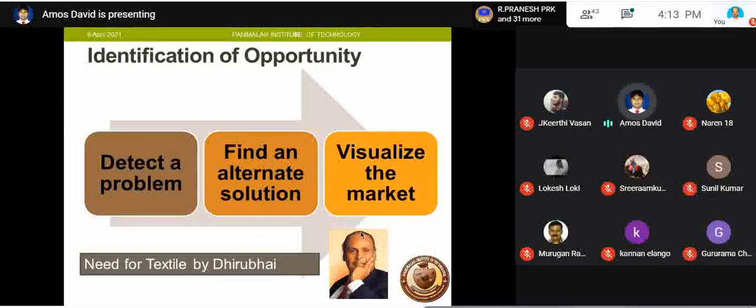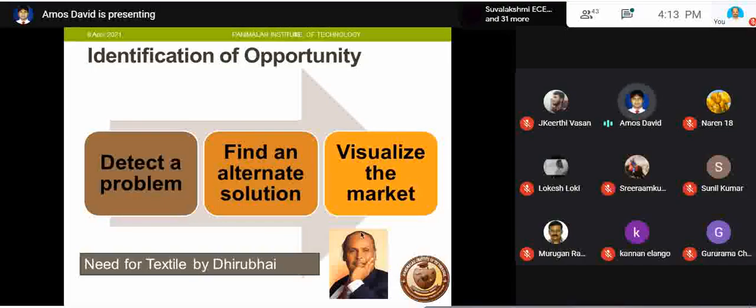This is what Dhirubhai Ambani did. When there was a huge manufacturing boom, with mechanical and civil engineering at its peak, there was a need for textiles in India.